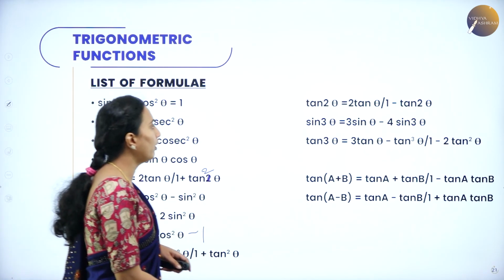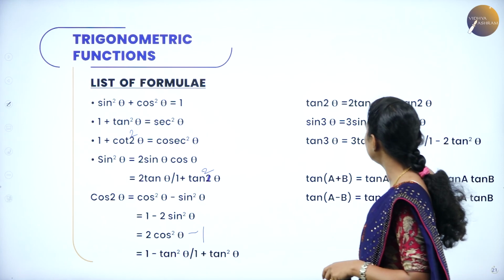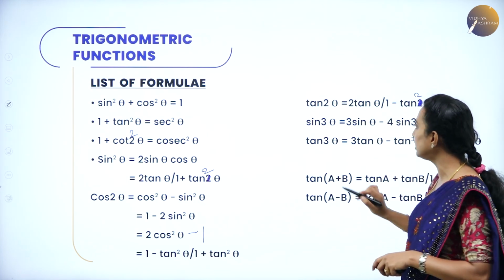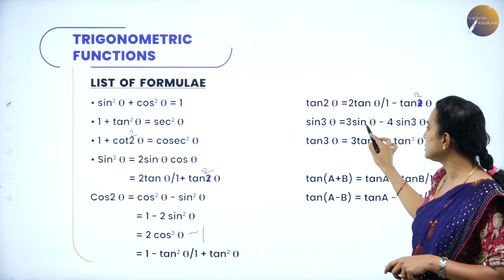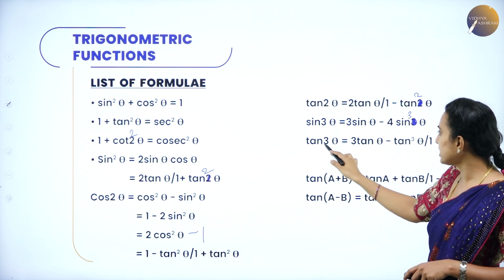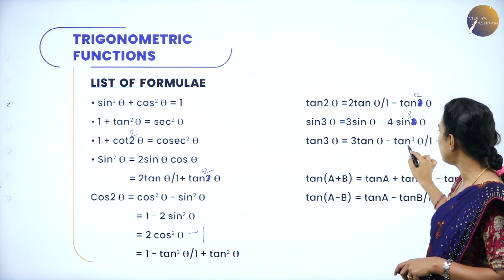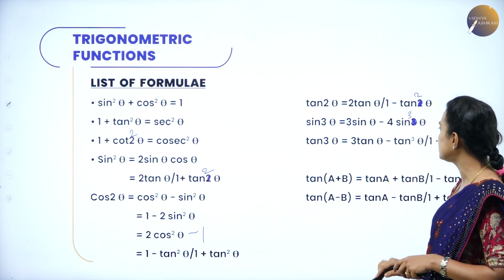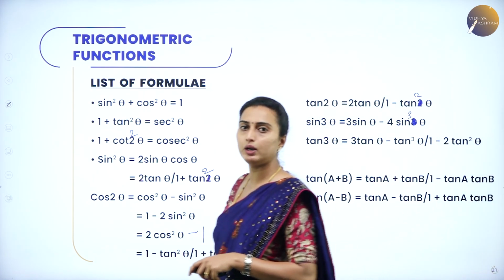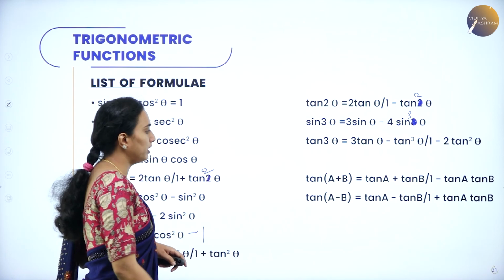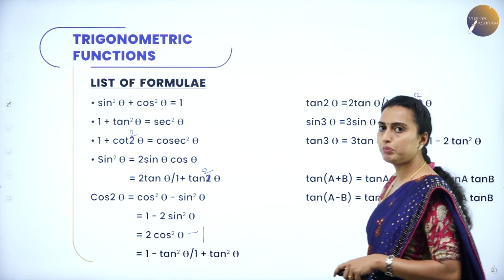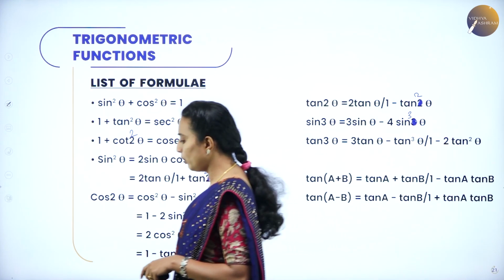Okay. So next you are going to have tan 2 theta can be written as 2 tan theta by 1 minus tan squared theta, not tan 2 theta, tan squared theta. Sin 3 theta can be written as 3 sin theta minus 4 sin cube theta. Next, tan 3 theta can be written as 3 tan theta minus tan cube theta divided by 1 minus 3 tan squared theta. Tan of a plus b can be written as tan a plus tan b divided by 1 minus tan a into tan b. Tan of a minus b can be written as tan a minus tan b divided by 1 plus tan a into tan b. This is very important.